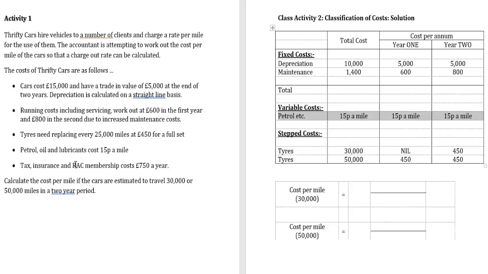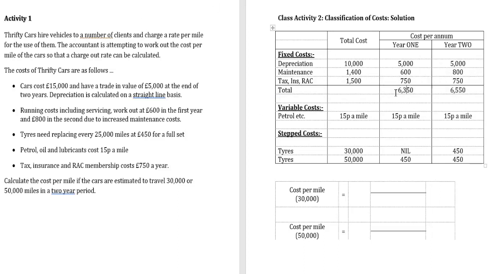Then tax, insurance, RAC membership cost 750 a year. This is of course fixed cost because this will not change. It's your membership, it's your insurance, it's your tax, it's still the same. So in that case it will be fixed cost. Now I finish. So let's get the total of fixed cost.